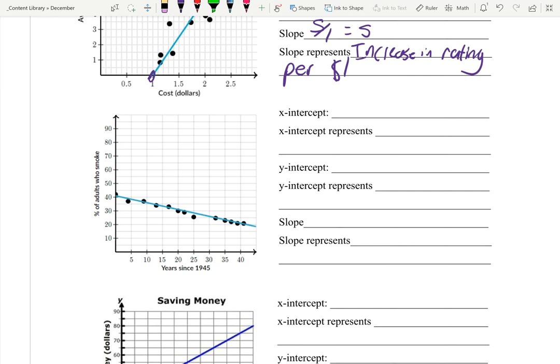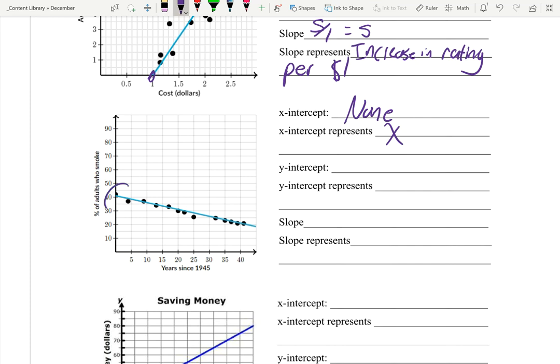All right, so x-intercept. There is no x-intercept. There's nowhere this line hits the x-axis, so there is none. But if there were, essentially what that would mean is that would be the year at which all adults stop smoking. The percentage would be 0 adults smoking. So there isn't really an interpretation for this, but if there was, it would be the year that all adults stop smoking.